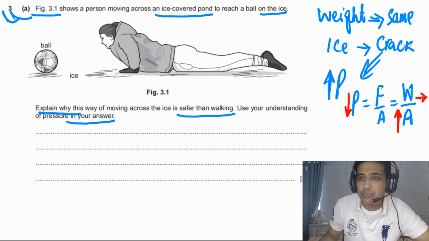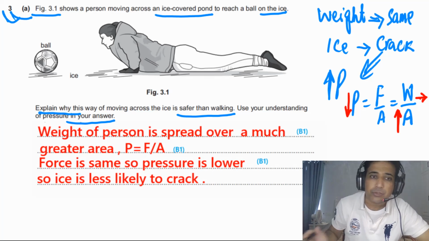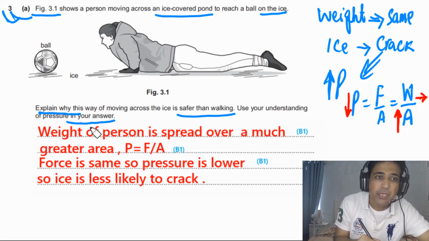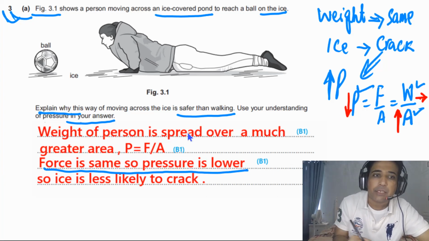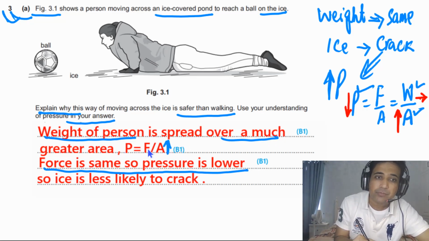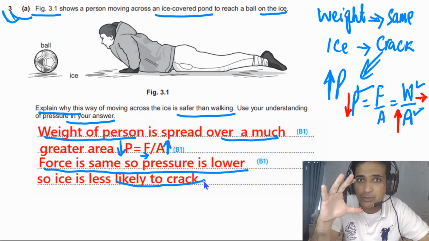So let me show you how you can write down a proper answer. You have to mention these points. First point, you can say force is the same, so pressure is lower. As we mentioned here, force is the same, area is larger, so the pressure is lower. You can also mention that the weight of the person is spread over a much greater area. So if area is greater and force is the same, P will be lower, so the ice is less likely to crack. These points you need to mention in your answer.